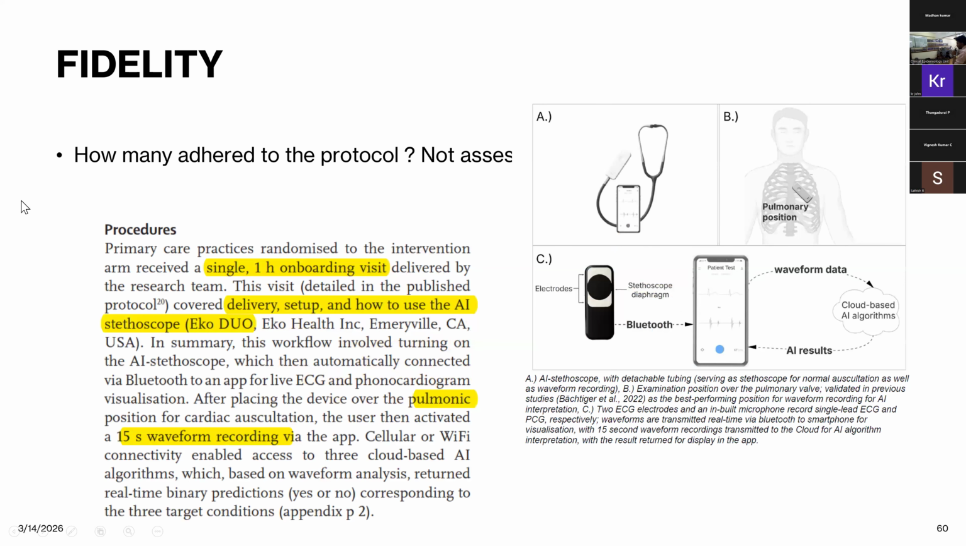So next, the sixth outcome would be fidelity. Fidelity is nothing but how many adhere to the protocol of how exactly the stethoscope should be used, as defined in the protocol. The stethoscope used is the Echo Duo stethoscope, and the participating doctors had been given a 1-hour training on how the stethoscope should be used, the setup, and how it should be utilized in clinical practice. It required placing the diaphragm of the stethoscope in pulmonary position for recording for at least 15 seconds. But the study per se did not assess what percentage of the doctors actually followed this protocol. So we are not able to give a clear-cut answer to this question.